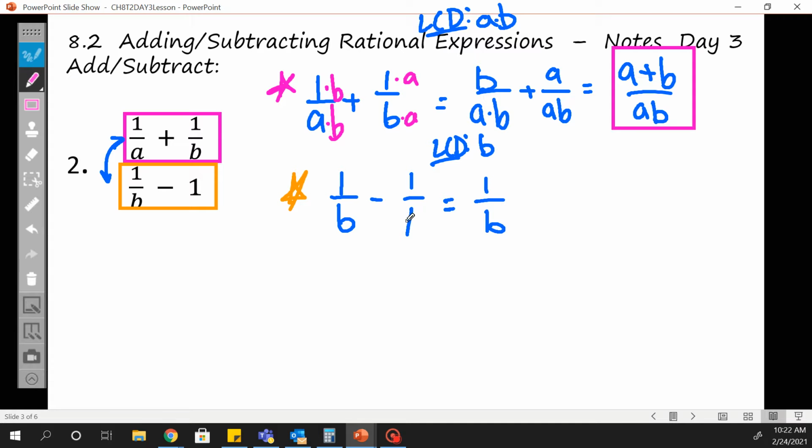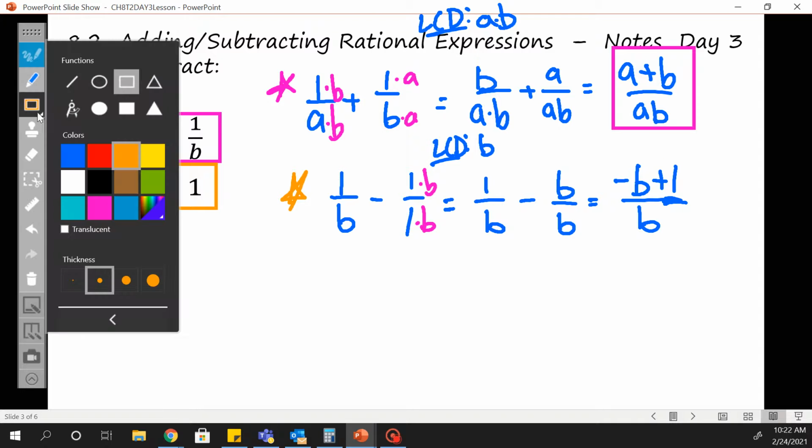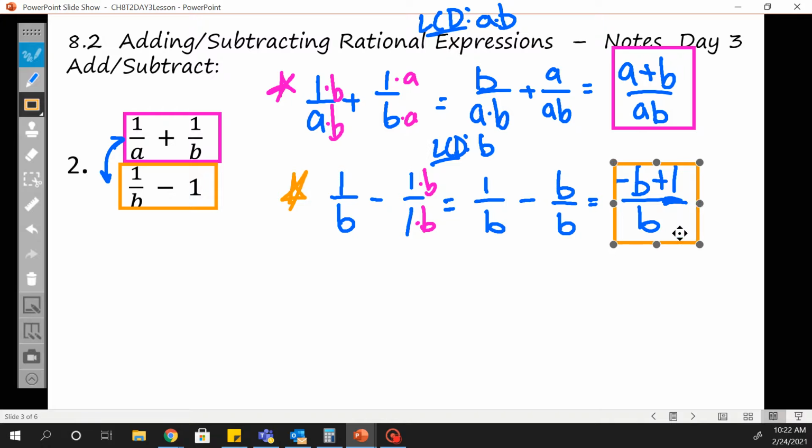The second fraction, we'd have to multiply by b. So minus b over b. So we can put this all over b. Once again, we want standard form, so the negative b will come first and then plus 1. And this is our denominator here.